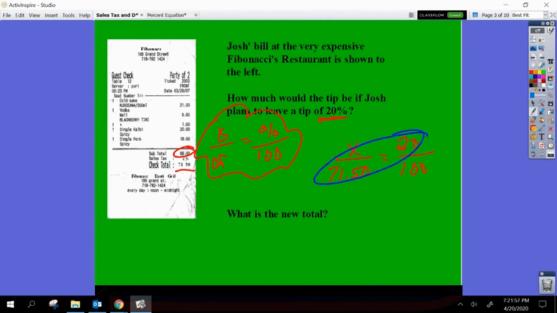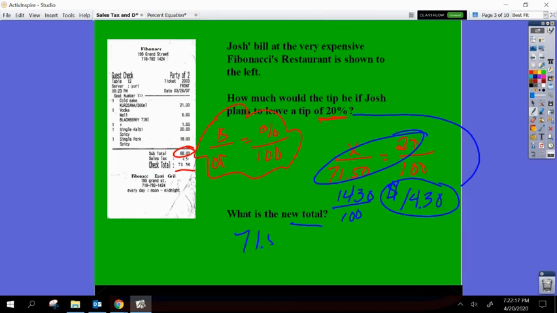20 times 71.50 is 1430. We divide by 100, and we get $14.30, which in all realistic sense, you'd probably round up. So it's $14.30 is the amount of tip. What's the new total? You take $71.50, which is what you're going to pay, add the $14.30, make sure you line up the decimals. You get $85.80. Make sure you're labeling, paying attention to the questions, whether it's for the new total, the tip, etc.